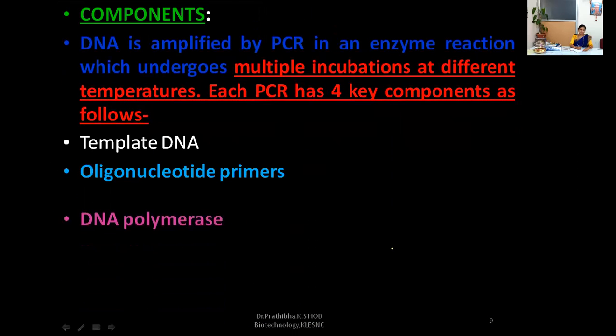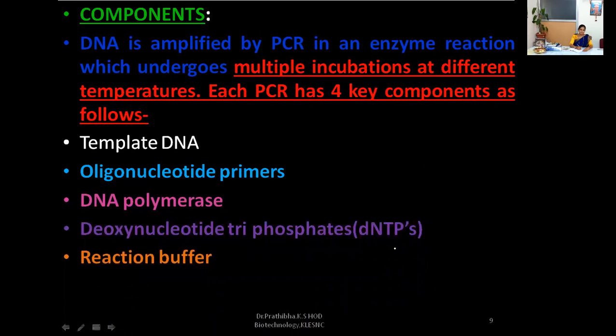Now let us go through the components which are required to perform this PCR experiment. DNA is amplified by PCR in an enzyme reaction which undergoes multiple incubations at different temperatures. That's why the PCR machine is also known as a thermal cycler. Each PCR has 4 key components, as follows.